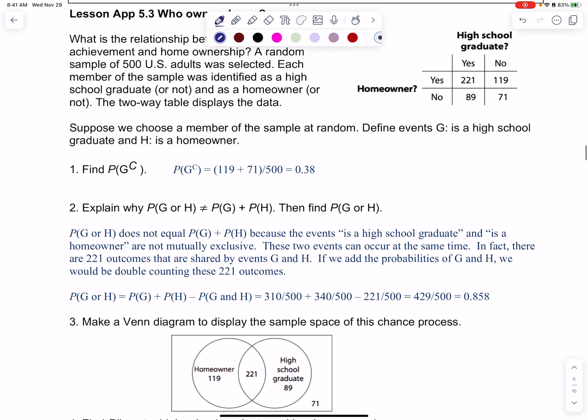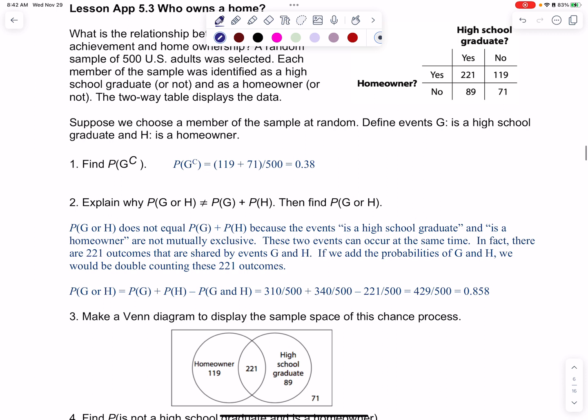All right, for this one, let's go ahead and look at it. What's the complement of G? Remember, that's the opposite of G. So if G is high school graduate, what's the probability of not a high school graduate? I would add those together: 119 plus 71, you're going to get 190. And so 190 out of 500 is going to get you 38%.